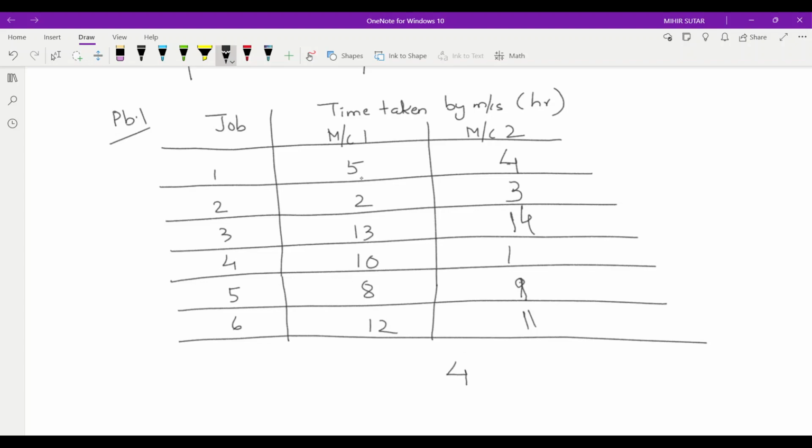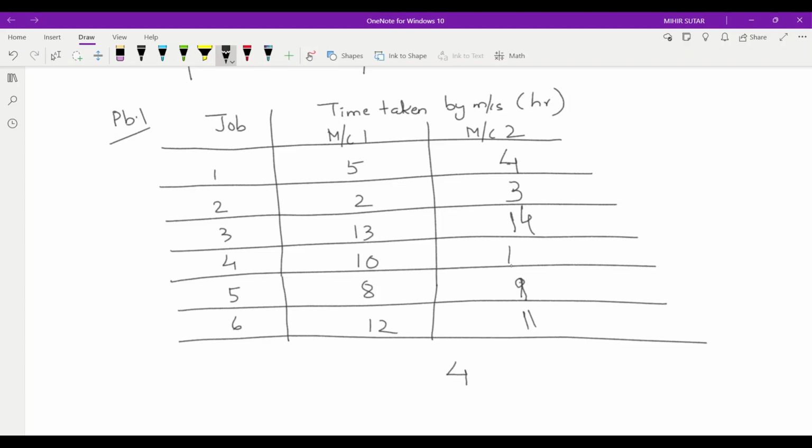Okay. You can see that from all of these timings, this 1 hour is the shortest time among all the timings, and this 1 hour is consumed by machine number 2. As per Johnson's rule, when the shortest time is consumed by machine number 2, you will start the filling of the job from the right hand side. And when the shortest time is consumed by machine number 1, you will start filling the corresponding job number from the left hand side.